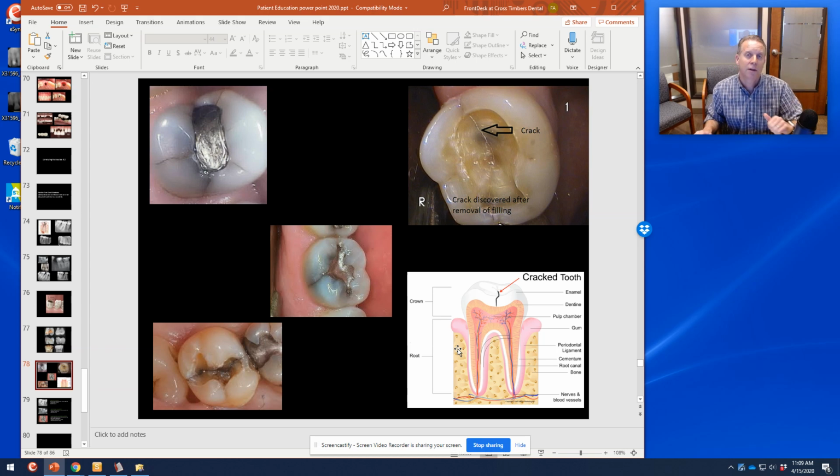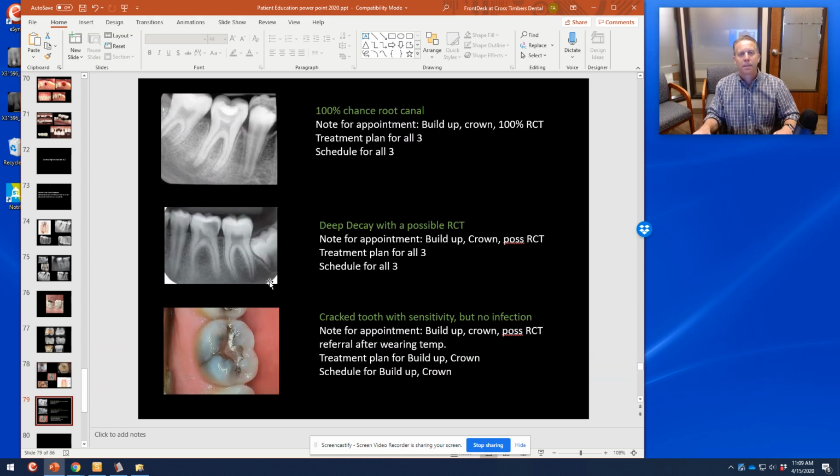That entire tooth needs to come out. And so I'd rather the patient get treated by a specialist in that situation. So let's run through these different scenarios then. So you have a person coming in, 100% chance for root canal, deep decay. There's no crack here. This is just deep decay. We can see the infection at the root tip. This is 100% chance root canal.